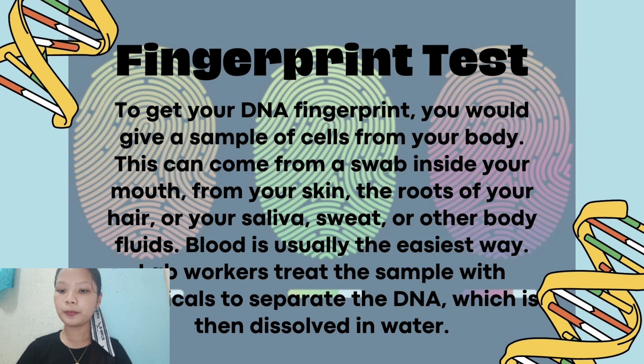So next, fingerprint test. To get your DNA fingerprint, you would give a sample of cells from your body. This can come from a swab inside your mouth, from your skin, the roots of your hair, or your saliva, sweat, or other body fluids. Blood is usually the easiest way. Lab workers treat the sample with chemicals to separate the DNA, which is then dissolved in water.